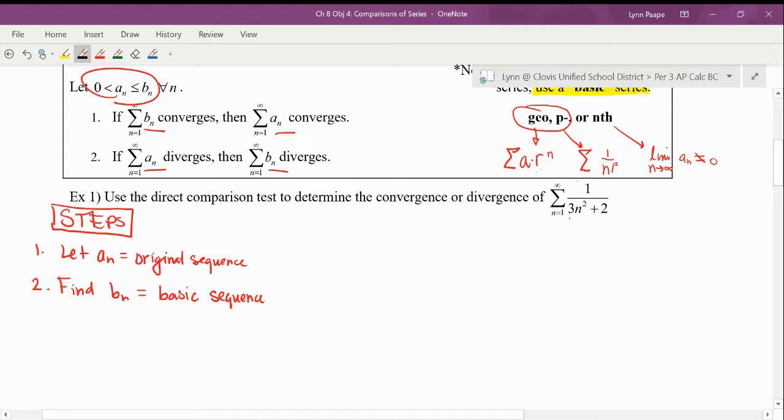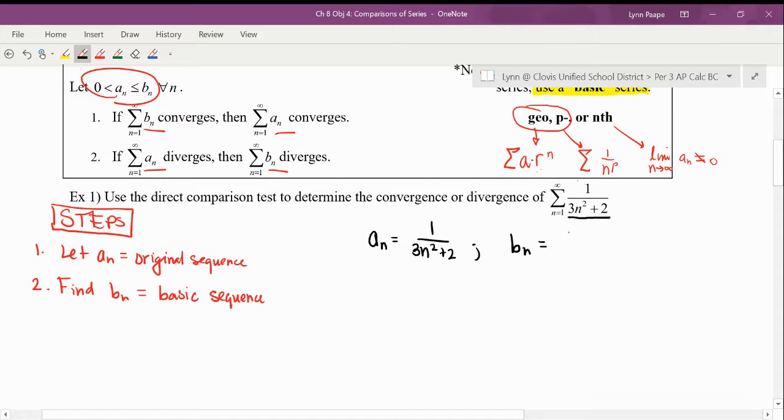Okay, so then I'm going to take that rule. That's my An, and I'm going to let that equal the given, which is 3n squared plus 2. So that would be step 1. Now step 2, I want to find a basic sequence. How I find a basic sequence is I just get rid of what I call the fluff.